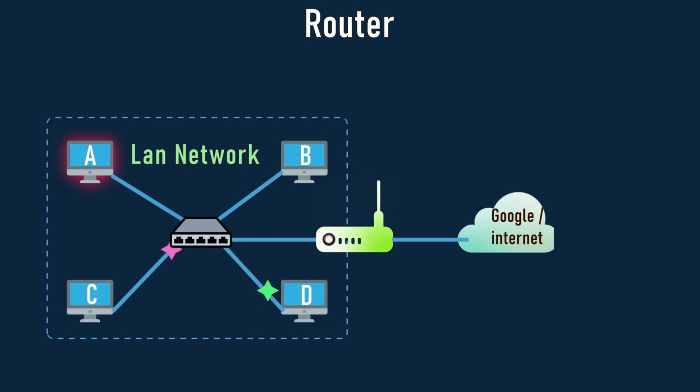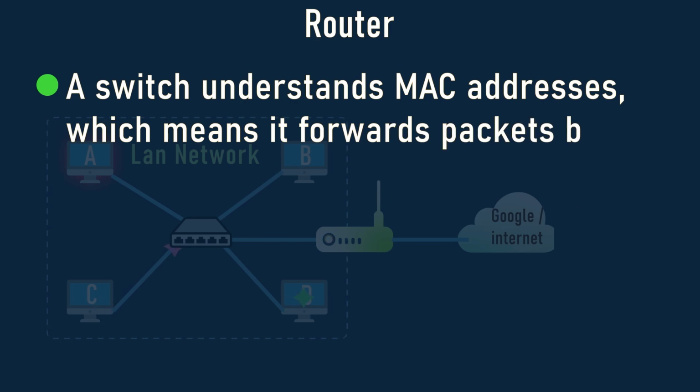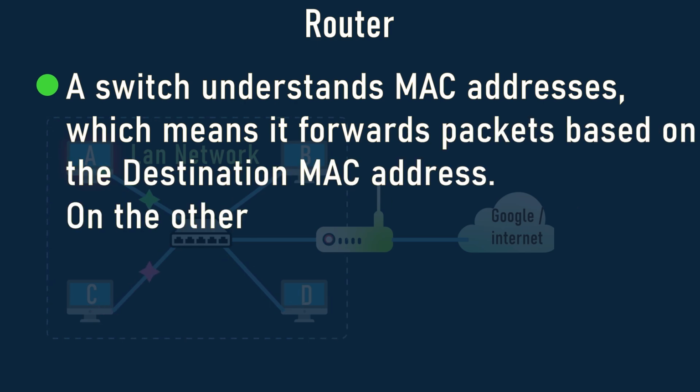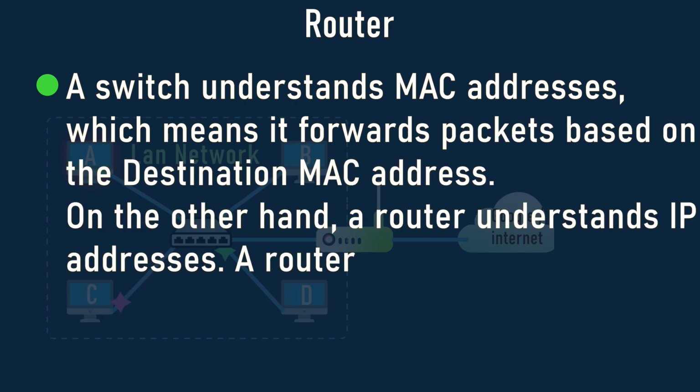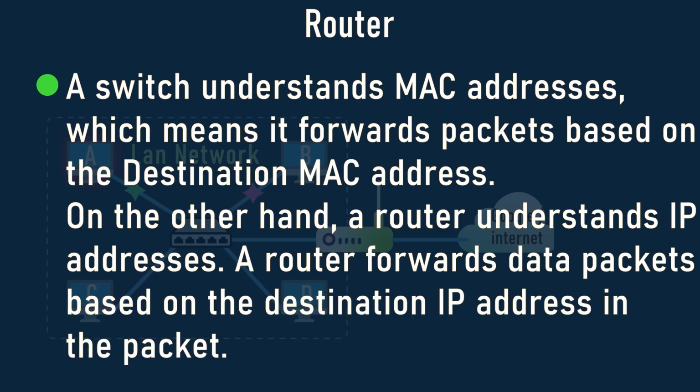Now, when any device on the LAN network needs to access anything on the internet, the switch forwards packets to the router, and the router sends the packets to the destination. A switch understands MAC addresses, which means it forwards packets based on the destination MAC address. On the other hand, a router understands IP addresses. A router forwards packets based on the destination IP address in the packet.